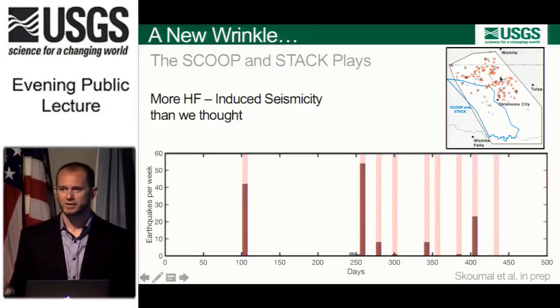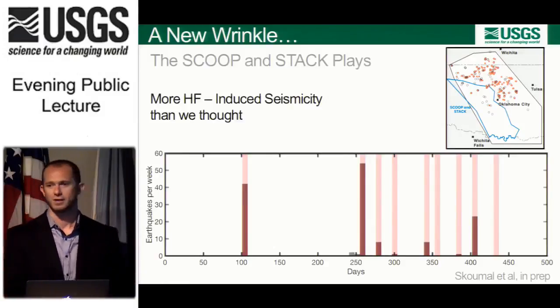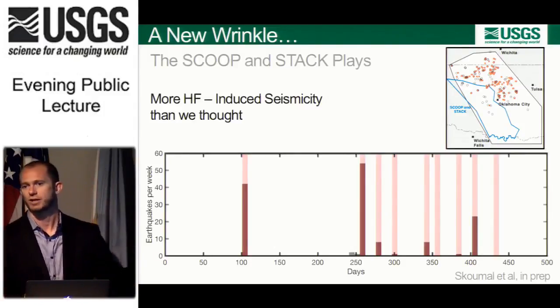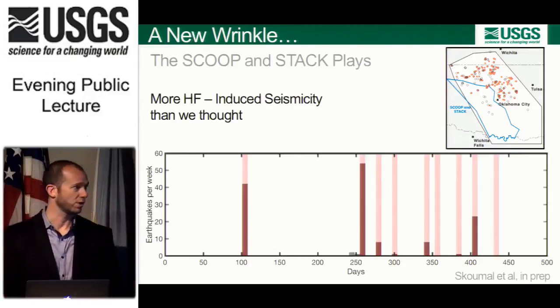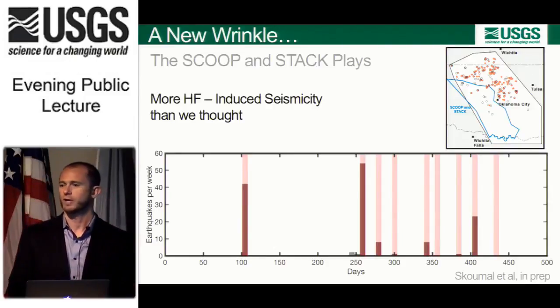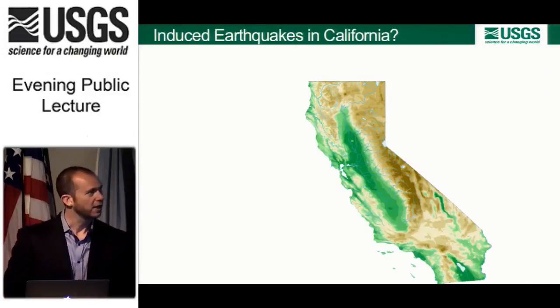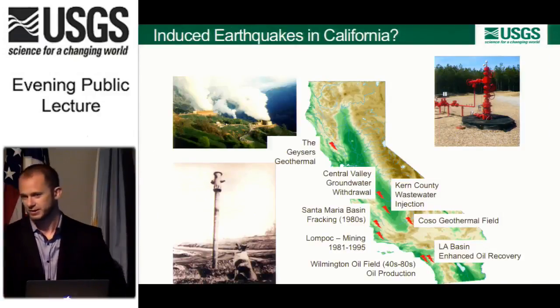In general, based on these studies by Rob Skoumal, who's a postdoc working with us here, we expect about 1 to 4% of the seismicity we're seeing in Oklahoma is related to hydraulic fracturing, and the rest is really related to wastewater disposal. Now, I've sat and talked to you here in California about earthquakes in Oklahoma. Well, let me bring it back home for just a minute. Don't feel sad. We have our own induced earthquakes here.